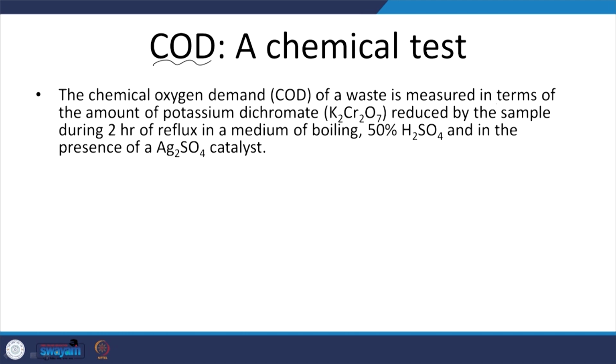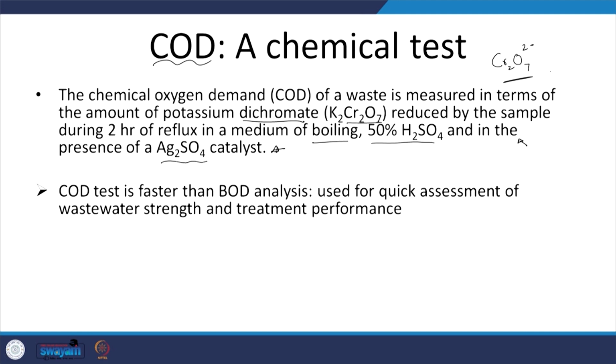So, COD of the waste is measured in terms of the amount of dichromate, Cr2O7 2 minus, which is used to oxidize the sample during a 2 hour period in a medium of boiling and acidic conditions, and in the presence of Ag2SO4 catalyst. Sometimes you also add mercury. Again, we are going to look at these reasons later. Mercury is added, I believe, to complex the chloride so that it is not oxidized by Cr2O7 2 minus. Again, Ag2SO4 we are adding as a catalyst. So, stoichiometry, you can look at that.